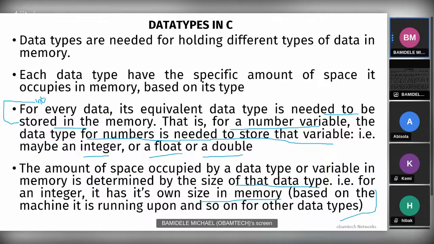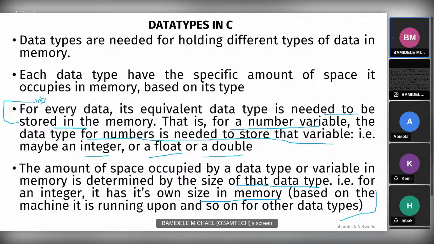To cut a long story short, we did a project the day before yesterday, and that project was to print the size of types on different machines. So that is what they are trying to give to us. For an integer on a 32-bit machine, it has the amount of space it occupies. For a float on a 32-bit or 64-bit machine, it has the amount of space it occupies.